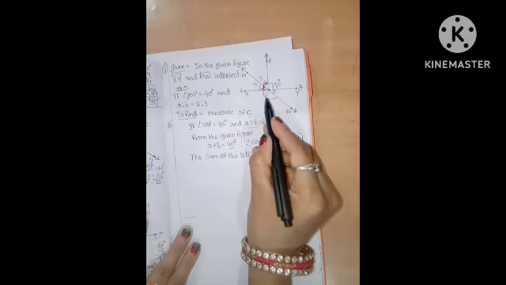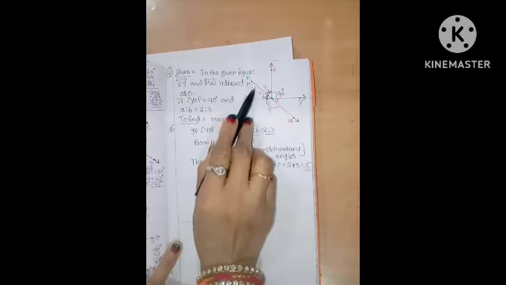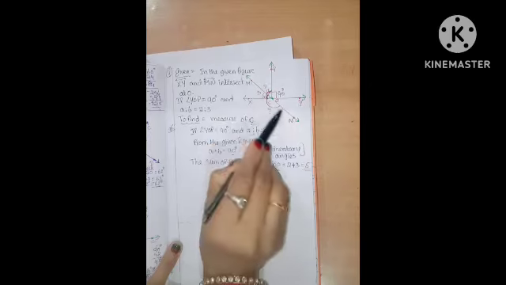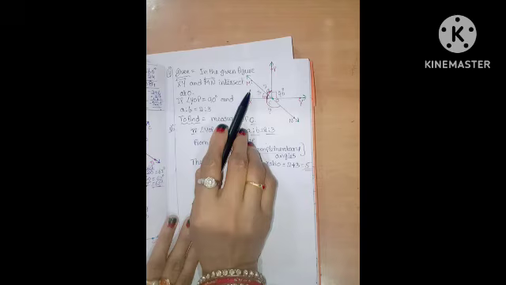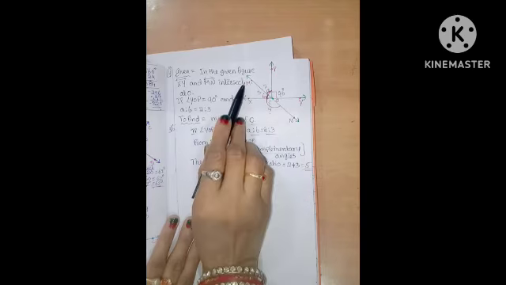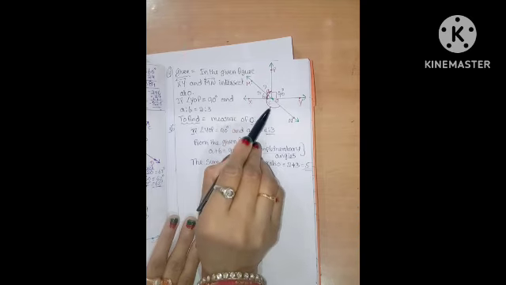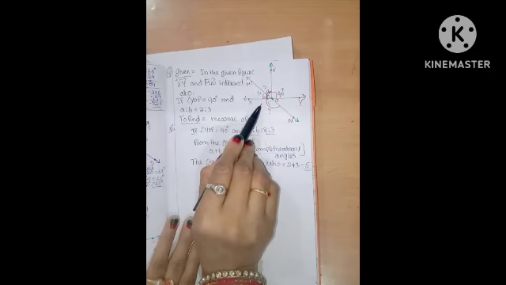Next, how to find out C? Observe this figure: the line MN. Is it a straight line? Yes, it is a straight line. From this, see the figure once again. MN is a straight line, so these two are linear pairs. Why is it linear? Linear means the sum of these two adjacent angles is equal to 180 degrees. So they are called linear pairs.